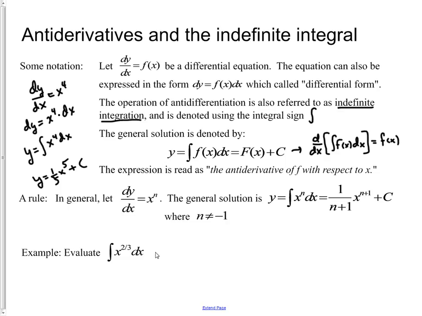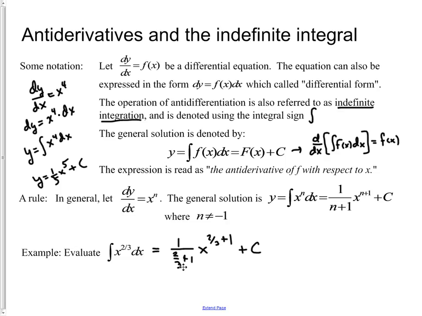Let's try out the rule right here. Let's say we're asked to evaluate the antiderivative, the indefinite integral of x to the 2/3 power dx. What would that mean? Well, in this case, our solution is going to be as follows. We're letting n, the exponent, be 2/3, so our result will look like 1 over the exponent of 2/3 plus 1 times x raised to the 2/3 plus 1, plus our constant of integration c.